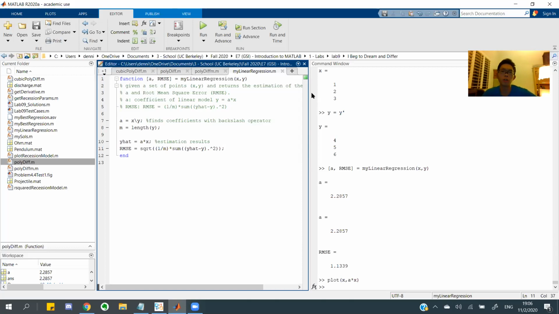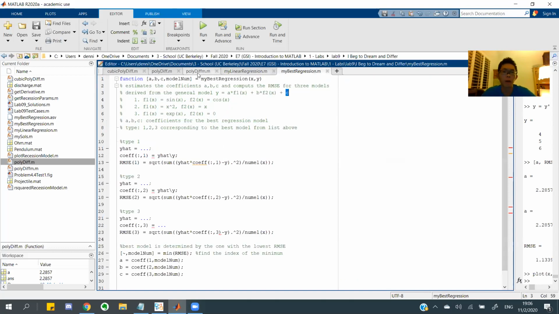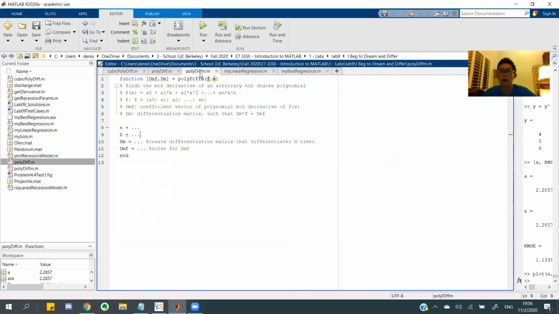And then polydiff, aka 1.3, and my best regression, aka 2.2, we'll leave to you to figure out. Ask questions about that. We've basically given you half of this already: half of my best regression, and half of my poly. You'll probably know how to do this, and the only thing that's different is the differentiation matrix m times. But look up matrix.